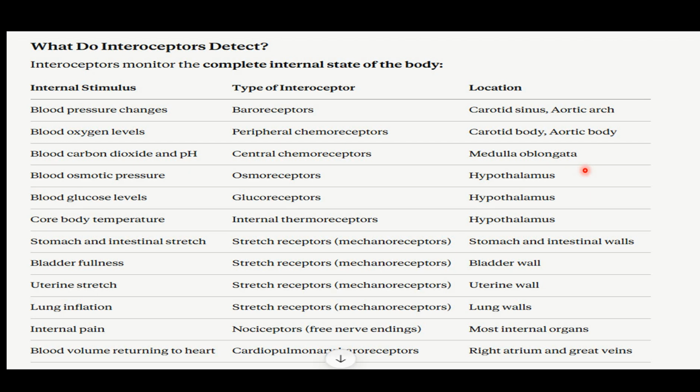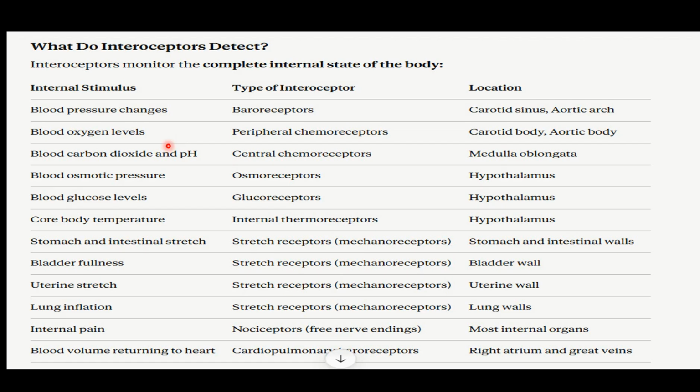To explain this, I created 3 columns here. First is for internal stimulus, second is for type of interoceptors, and third is location. So let's see one by one. First is blood pressure changes. For that we use interoceptor baroreceptors, and the location is the carotid sinus or aortic arch.